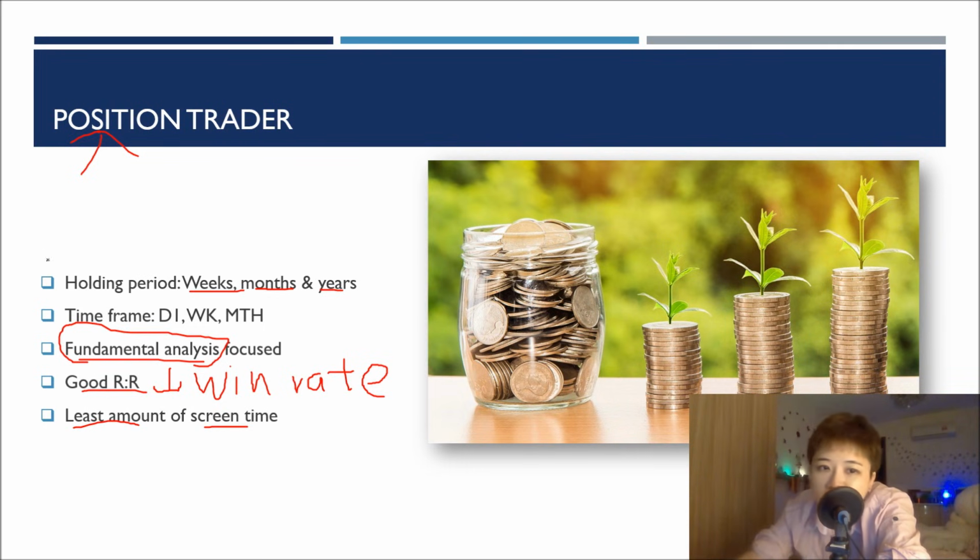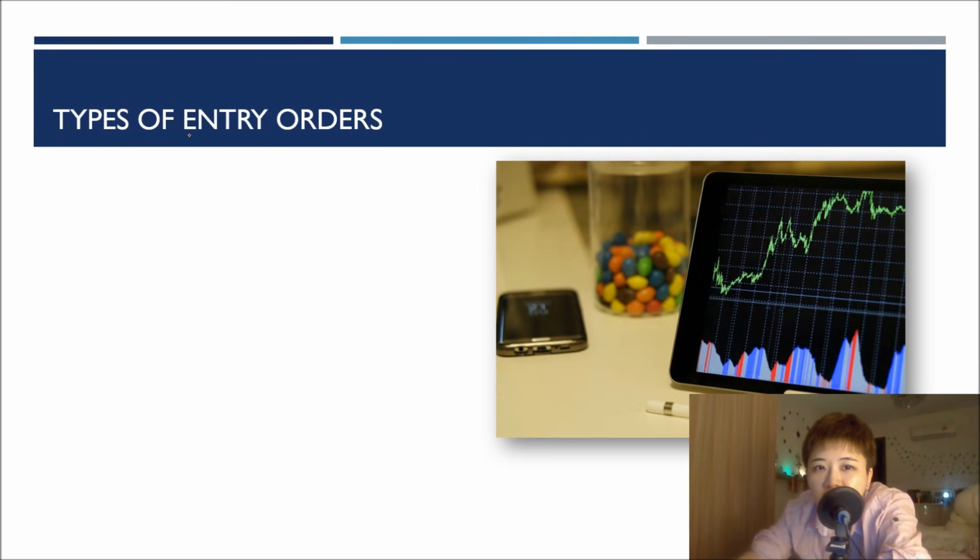Why? Because fundamental analysis, it is harder to learn, and most retail traders just don't have the patience. Ain't nobody has got time for that. Anyway, types of entry orders.